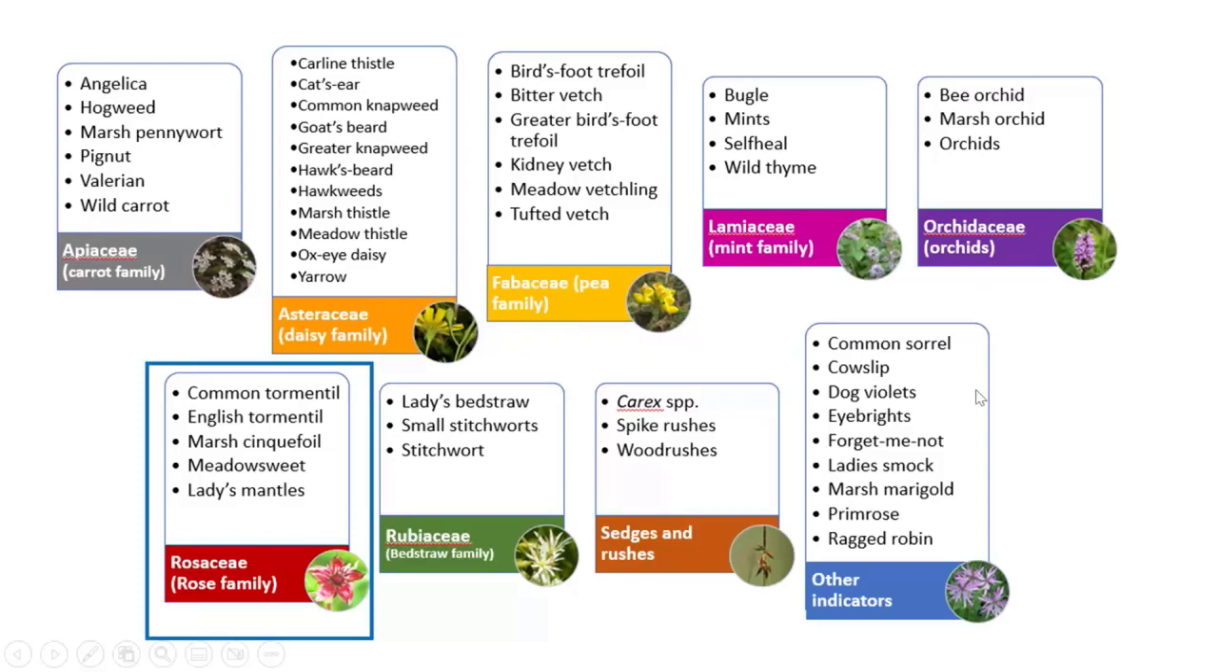You should also have the introduction to early May flowering plants, and that will have taken up a lot of the other indicators. So, for example, the cowslips, the primroses, and marsh marigold, etc. So let's concentrate on the rose family.